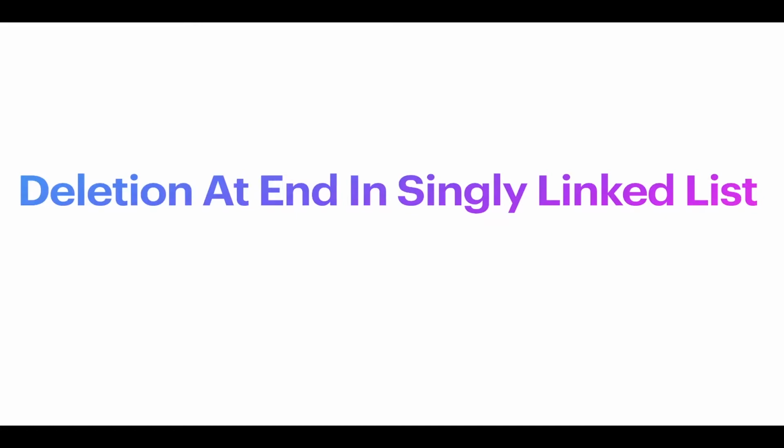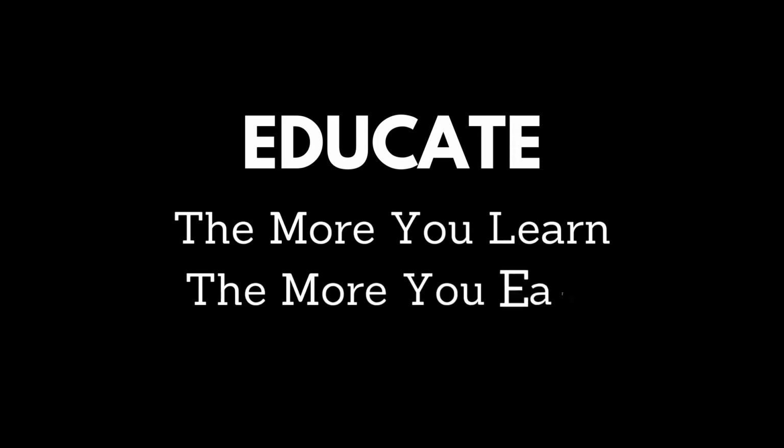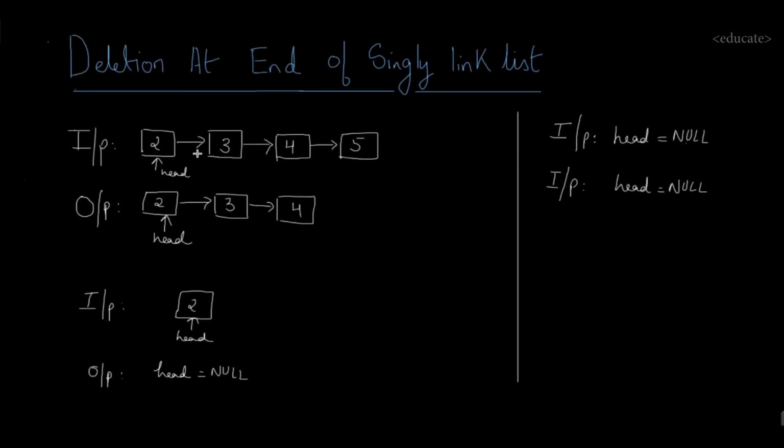Hi, in this new session, we will learn about deletion at end in singly linked list. So let's start. So here you are given a linked list of size 4. Your head is pointing to node 2 initially. Now here you want to delete node 5, which is the end of the linked list.